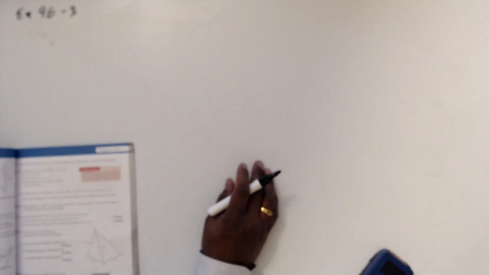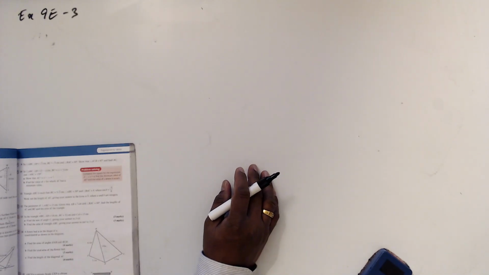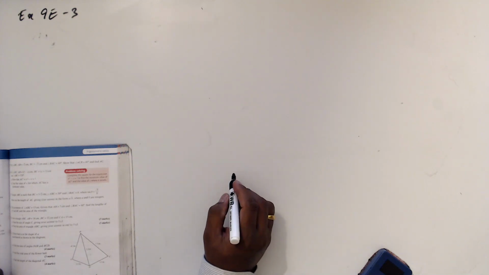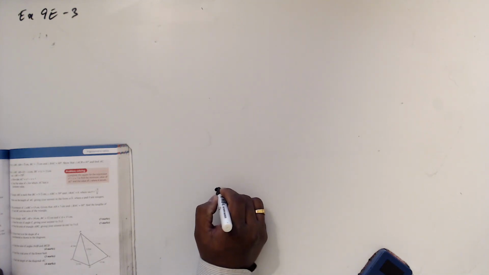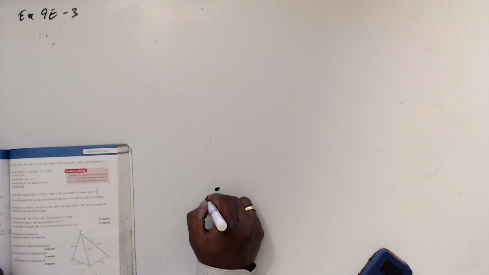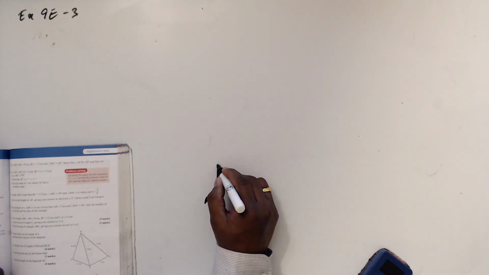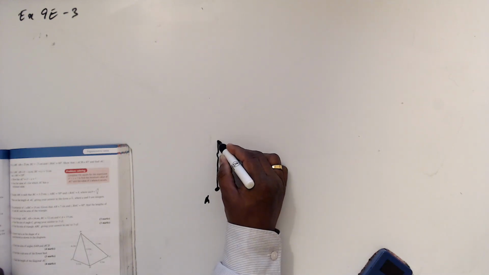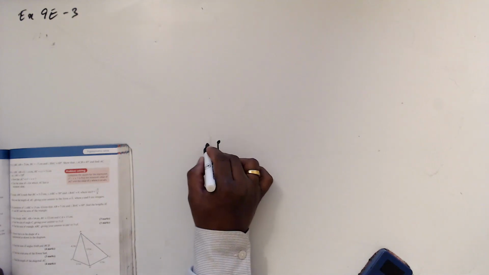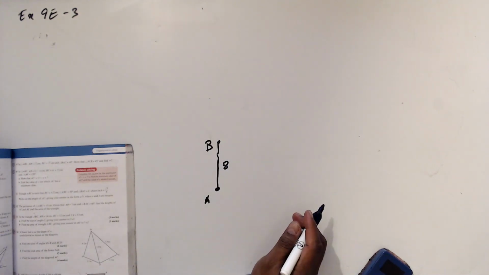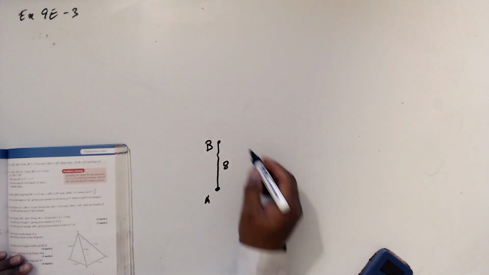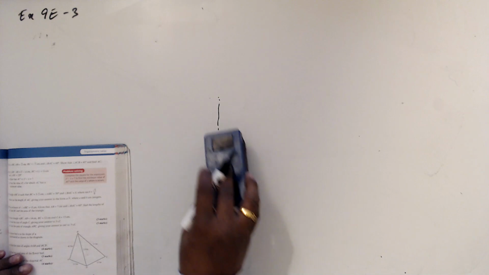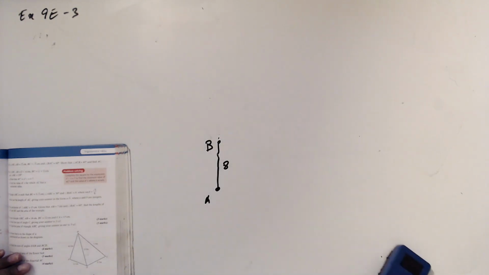Question number 3. I'm just going to get a rough idea first. The hiker walks due north, starting from A. Due north means this direction. He goes 8 and reaches B. She then walks a further 8 kilometers, not in this direction.